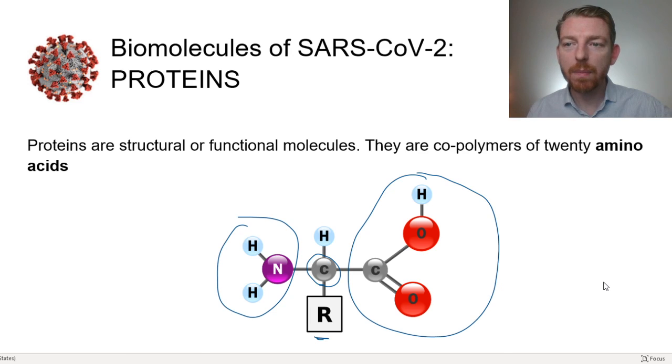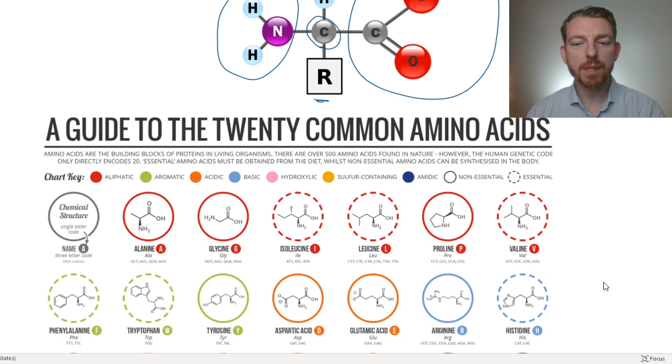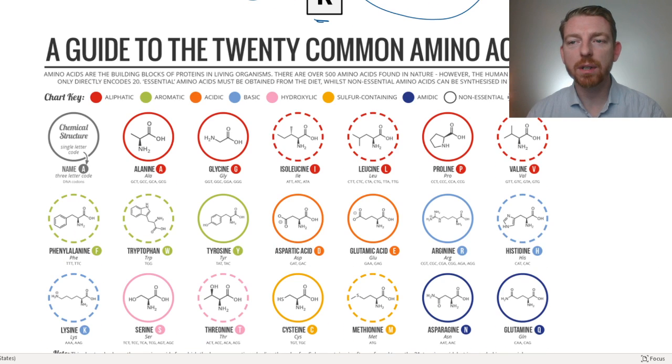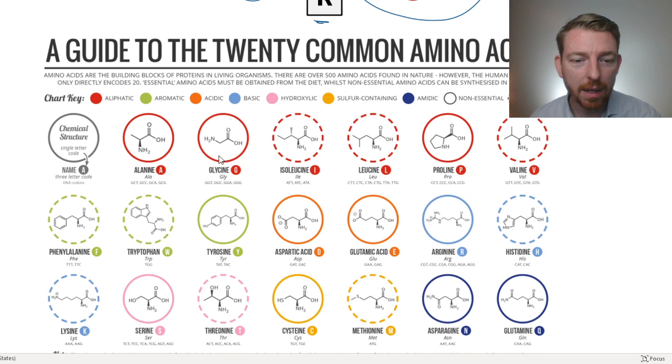So the 20 common amino acids that we're really interested in, there's a bunch of different places you can go to find these in a chart. All the way from the very simple glycine, where the side group R is just a hydrogen, to alanine, where it's a methyl group, to isoleucine and leucine, where we've got, let's see, 1, 2, 3, 4, so a butyl group hanging off of it. Proline, valine. So again, you can just go through and see all the different types.